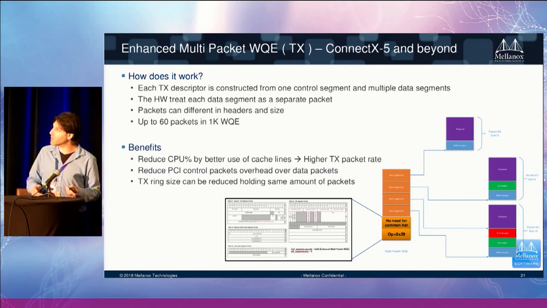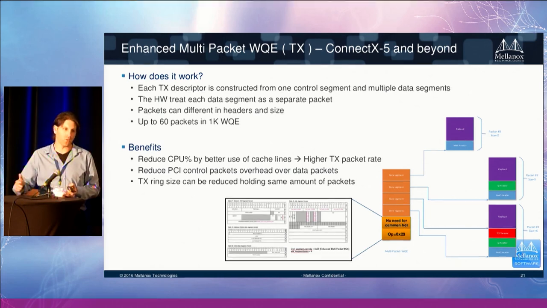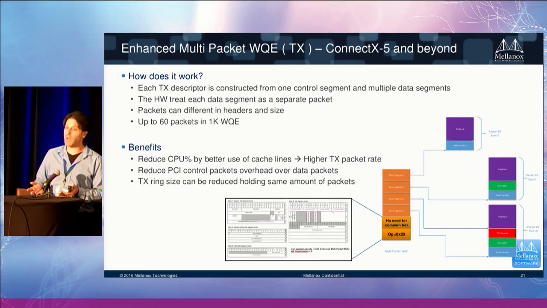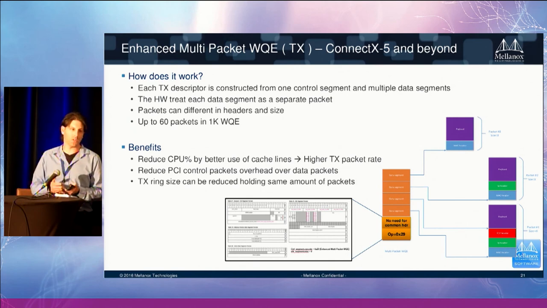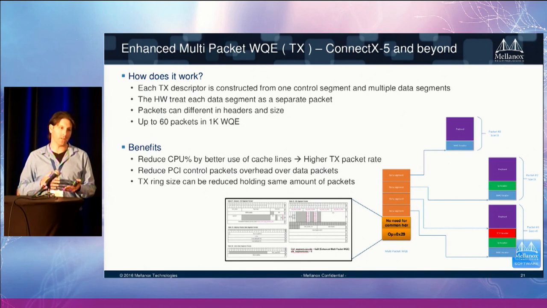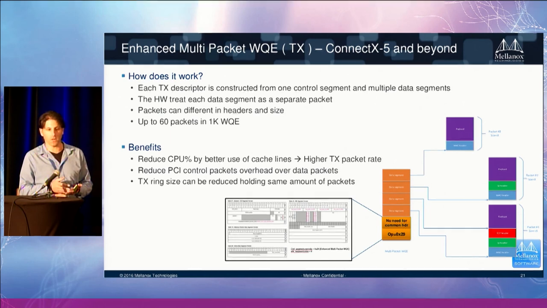Again, the only difference in the way that the TX descriptor is formatted is just the opcode, and then the NIC knows how to handle these pointers. So what are the benefits? The benefit is a higher packet rate, because you get better CPU utilization. You are handling the same number of cache lines in the software, but sending more packets on the same cache lines. So cache misses are fewer, and that causes a higher packet rate.